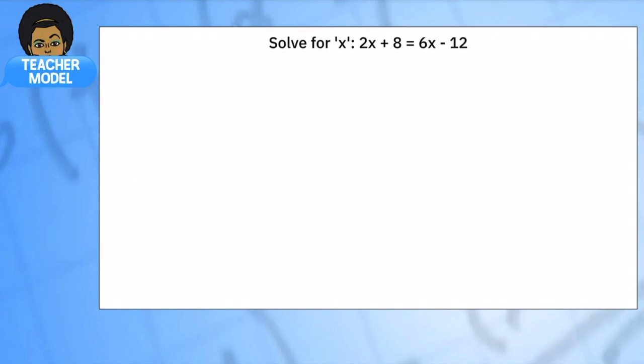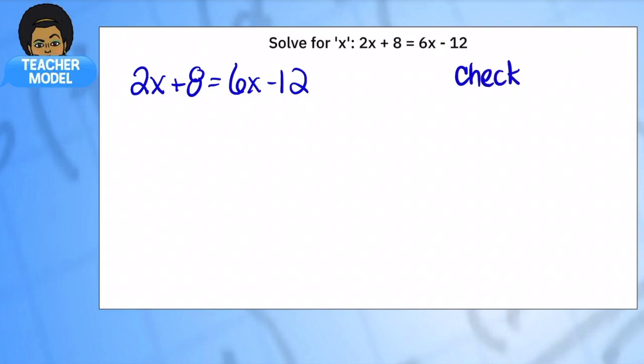So I'm going to just start by writing my original equation here, and I'm going to give myself some space to do a check on the other side. And I'm also going to rewrite the original problem. So when I figure out what x is, I can do some substituting.